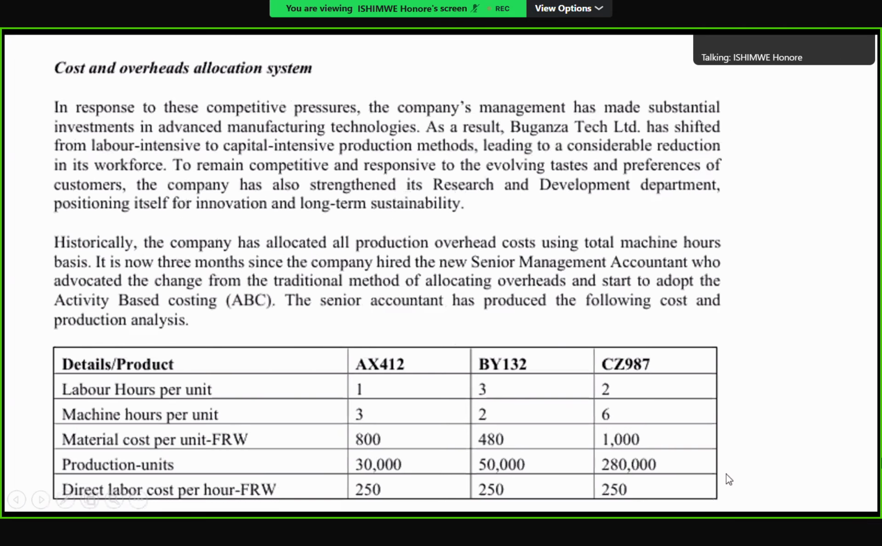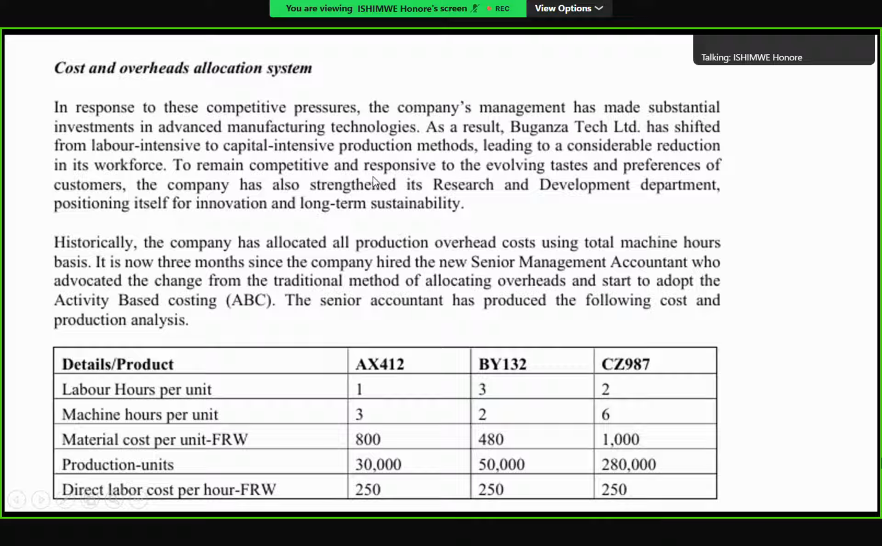Okay, company market share. Cost and overheads allocation system. In response to these competitive pressures, the company's management has made substantial investment in advanced manufacturing technologies. As a result, Buganza Tech Limited has shifted from labor-intensive to capital-intensive production methods, leading to a considerable reduction in its workforce.